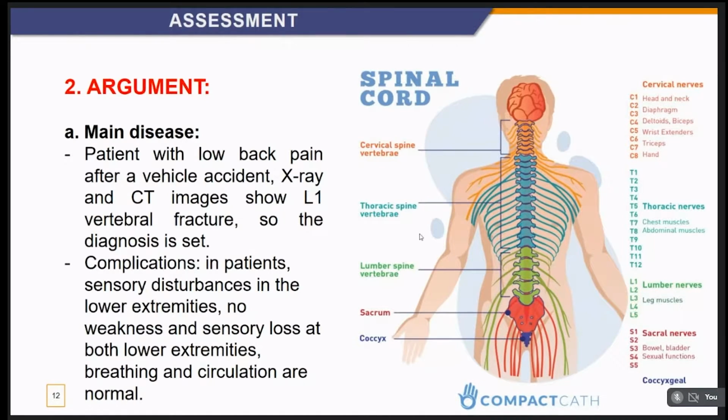And in this patient, there are no sensory disturbances in the lower extremity, no weakness, and no sensory loss in both lower extremities. Breathing and circulation are normal. So now we do not detect any complication in this patient.